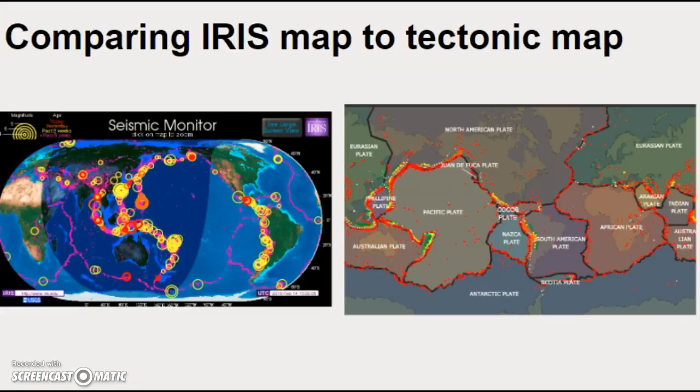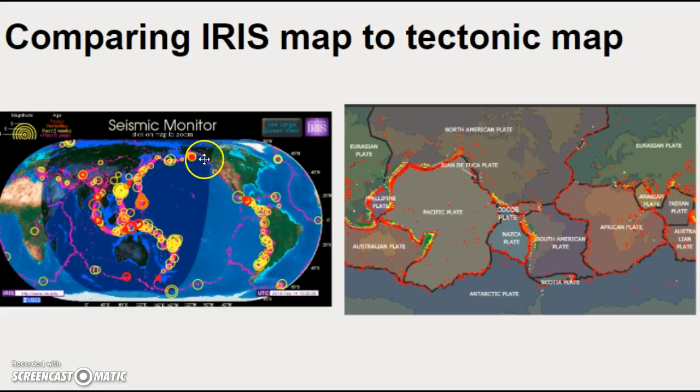But if we compare the seismic monitor map to a plate tectonic map, you're going to see how they align very nicely. If we look at the west coast of South America, notice it's just very geologically active. We have a Nazca plate that's subducting beneath the South American plate, and therefore we have a lot of tectonic activity. A lot of earthquakes are generated here.